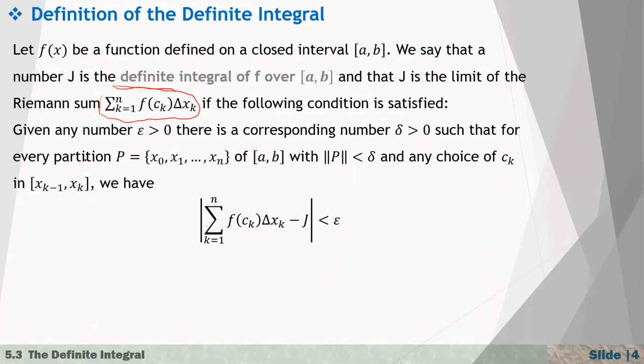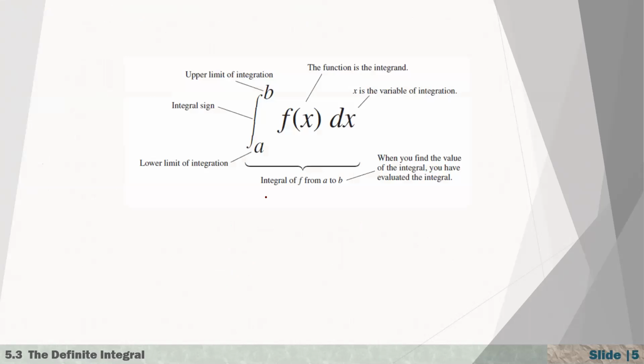every partition of a, b, where this is the norm. The norm is, you're dividing our interval into smaller subintervals, and I'm just picking the subinterval which has the longest length. And even the longest one is less than delta. That means all our other subintervals are shorter than delta. And for any choice of c sub k in the interval x sub k minus 1 to x sub k, we have this, just the definition of that limit. Or simply, if this Riemann sum, when n goes to positive infinity, if this limit exists, then we are just defining this as a definite integral.